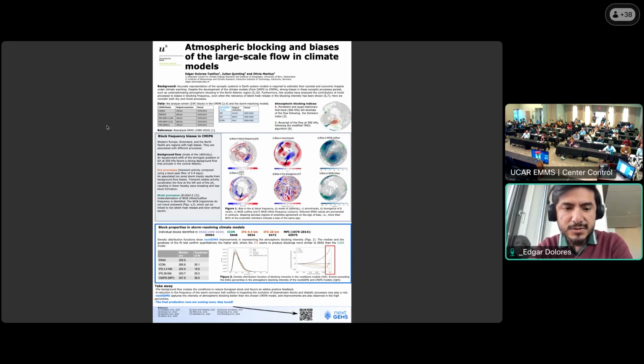In this case, I show you the intensity, and maybe it's difficult to see from this figure, but if you go to the poster, you will realize that as the resolution increases, the intensity of the blocks is closer to the reference, which is ERA5. Also, these improvements are observed at extremes. So if you are interested, please look at the poster. Thank you.